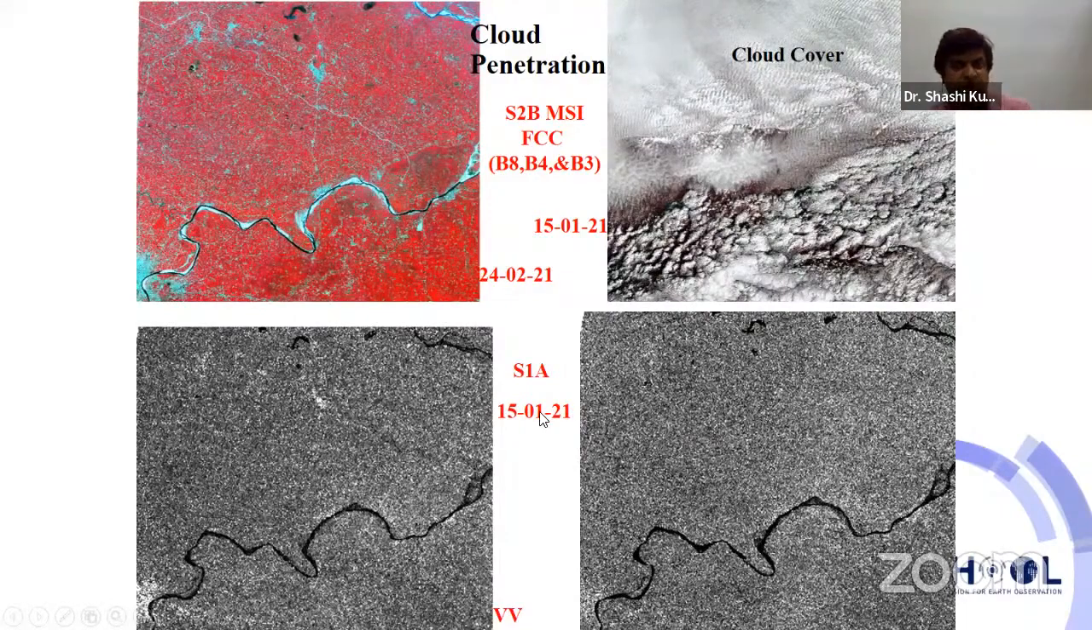But for the same date, when the Sentinel-1 data was acquired, you can see that it can easily penetrate through the cloud cover and it is providing the ground information. So this cloud penetration capability is an added advantage of the SAR data sets.